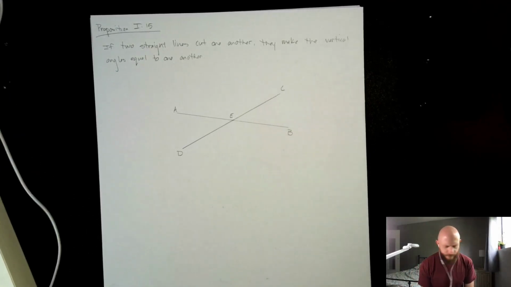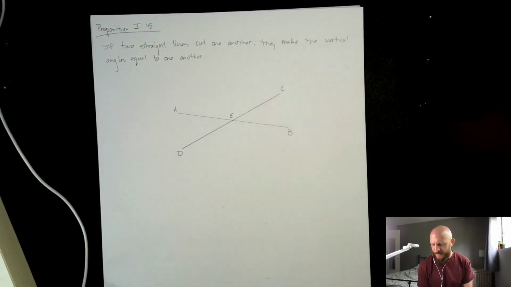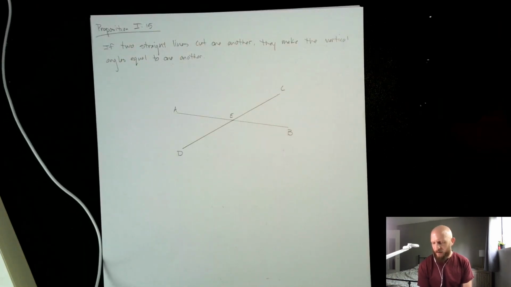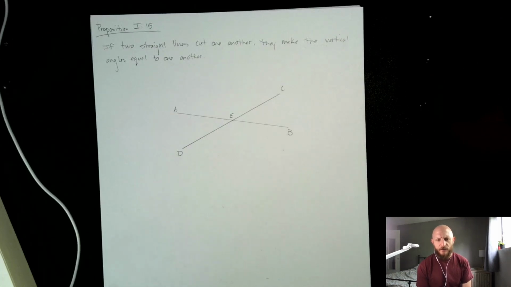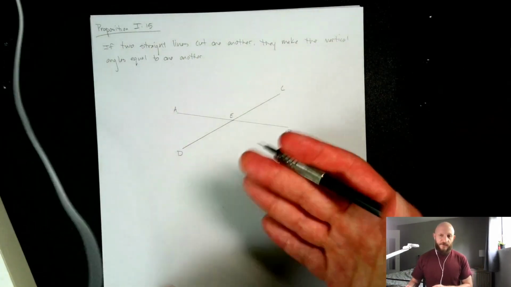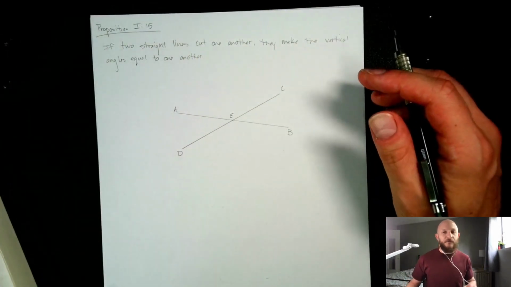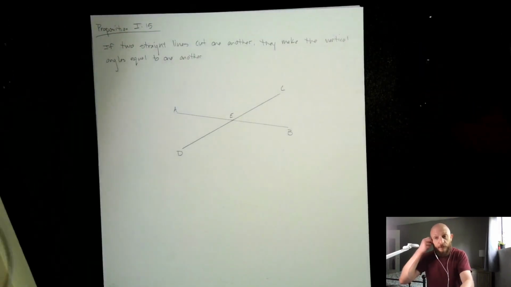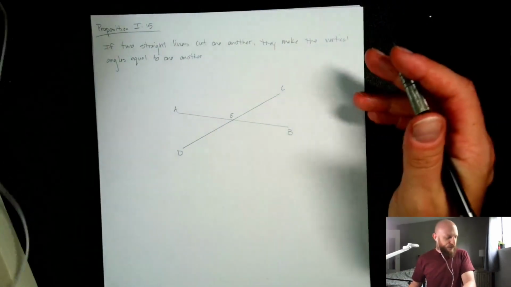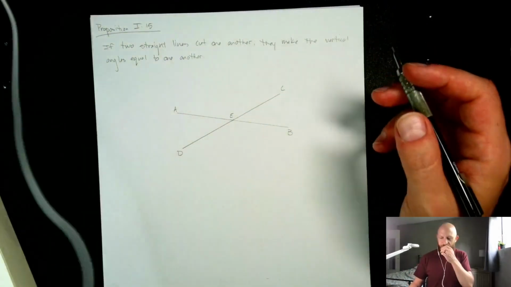All right, so proposition 15 says, if two straight lines cut one another, they make the vertical angles equal to one another. I like this one a lot because it's another one that I think is pretty famous. Anybody who has gone through any kind of geometry course, like in high school, probably came across this theorem. You were probably given it, and probably it was proved to you as well. But here it is appearing in Euclid's Elements as proposition 15.